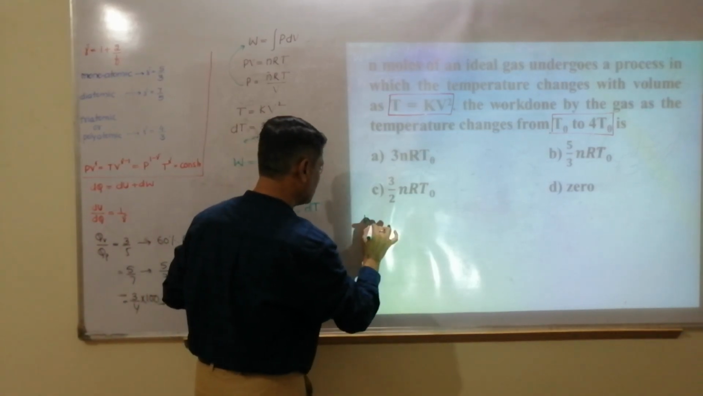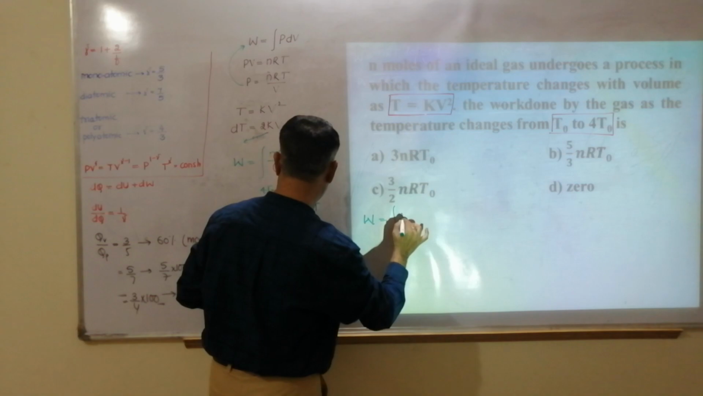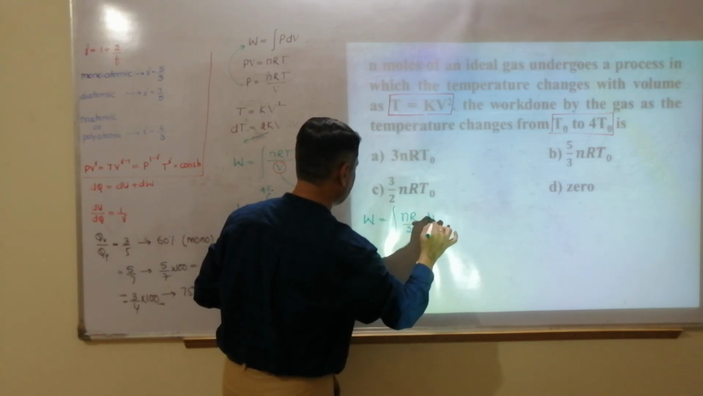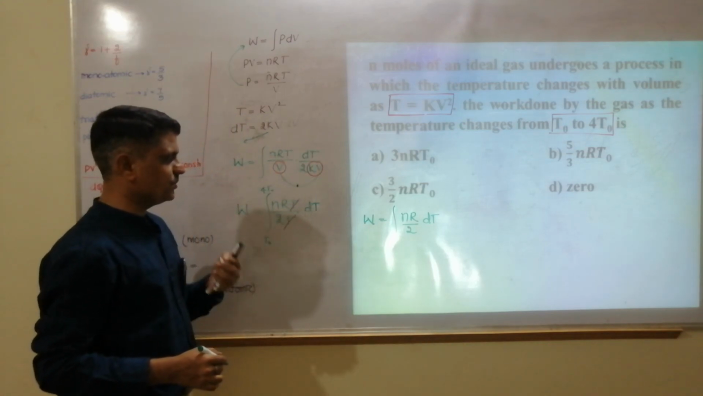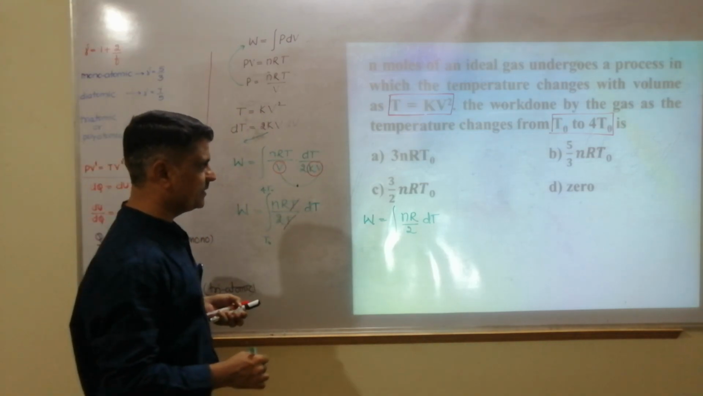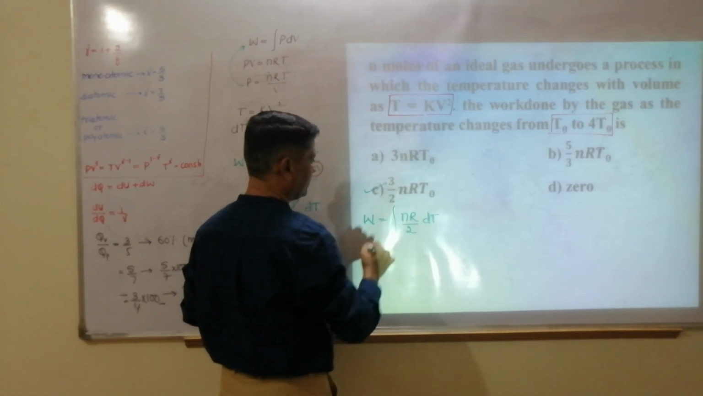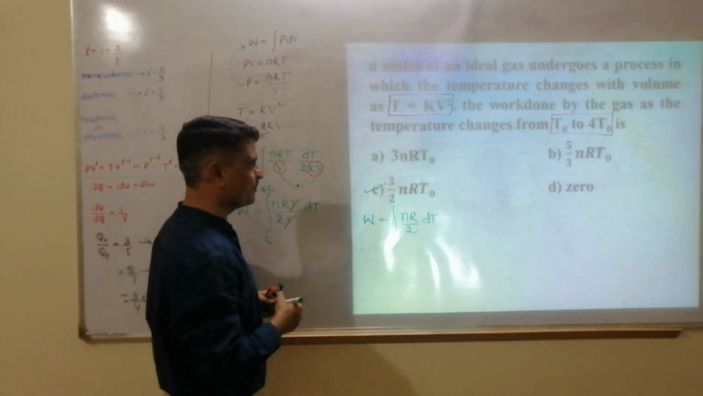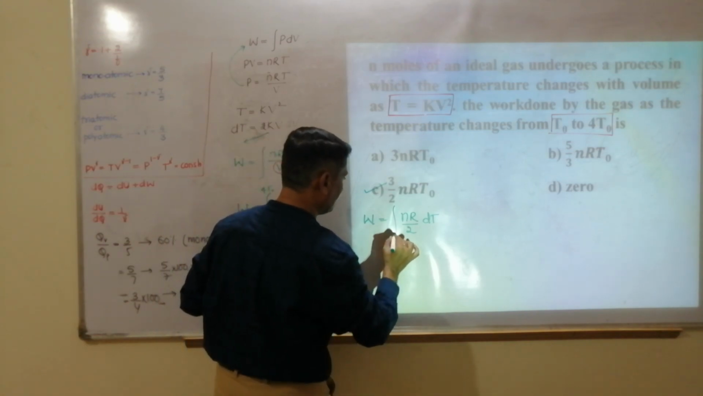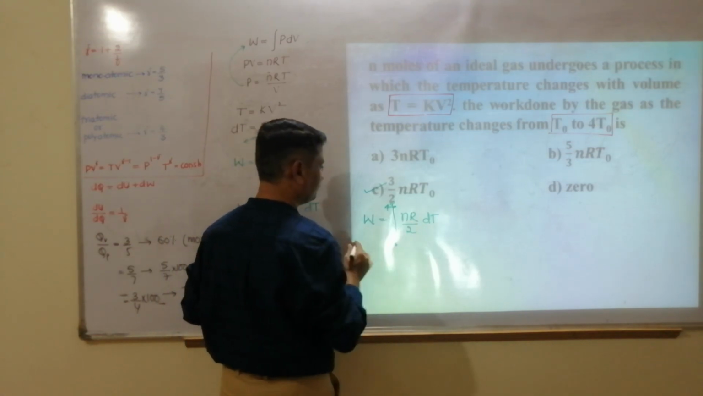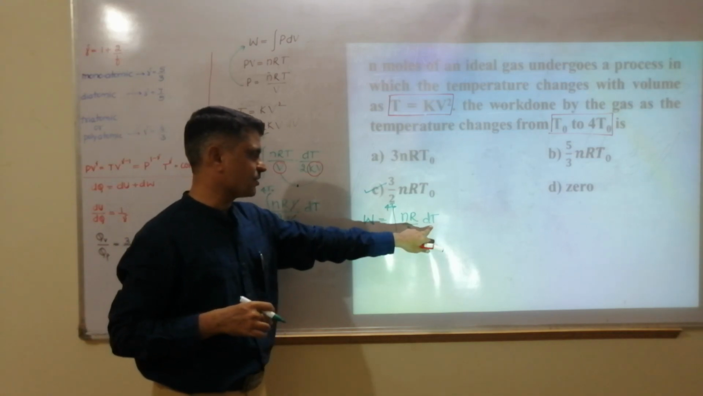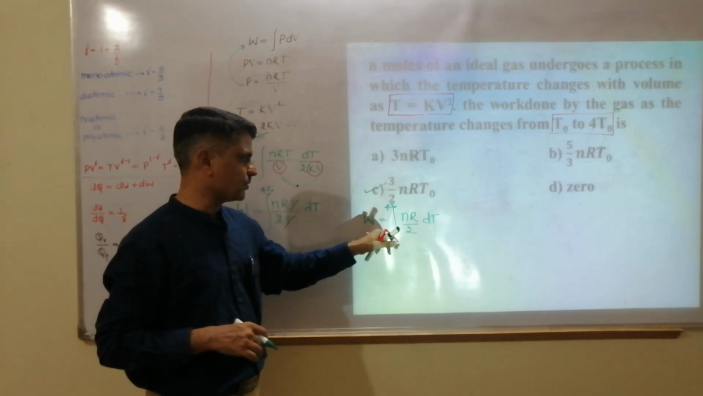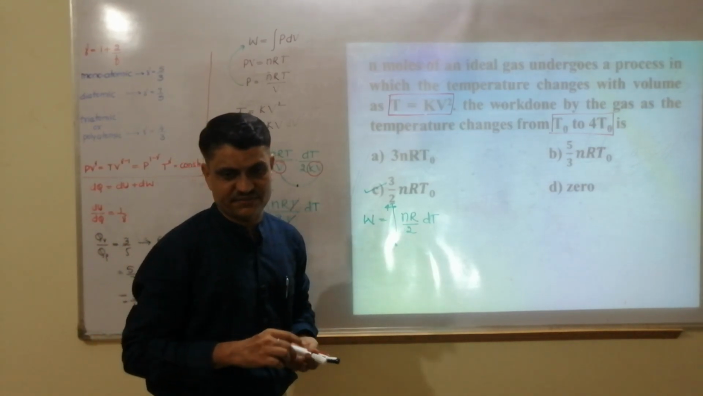So W is equal to the integration of nR/2 dT. Substitute and simplify, and you get 3/2 nR times the temperature change. This may be the answer. Please do it yourself, because the temperature changes from T0 to 4T0. Since the integration of dT is T, 4T0 minus T0 is 3T0. Right, the answer is the third option. Please verify.